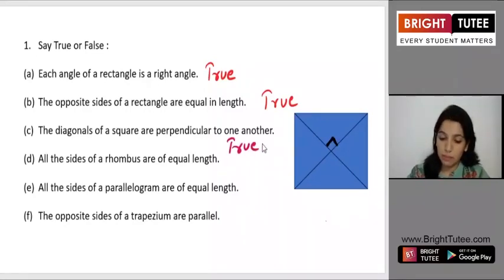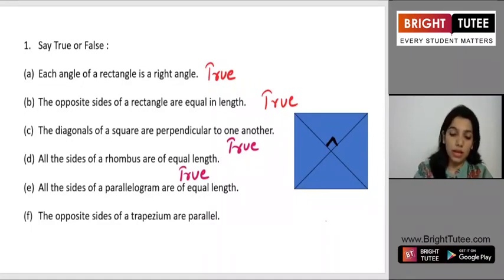Now the D part. All the sides of a rhombus are equal in length. So what is the answer? I hope you remember rhombus is just a squashed square. So yes, all the sides are equal. So it's again true.